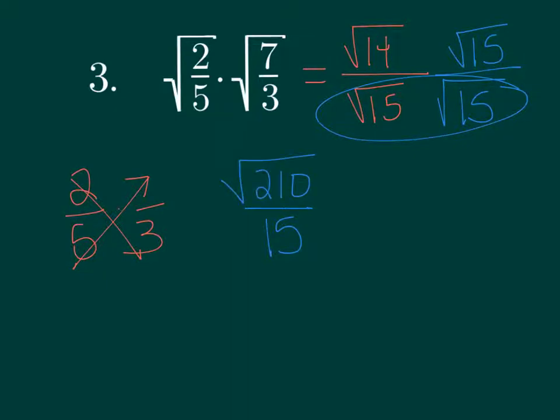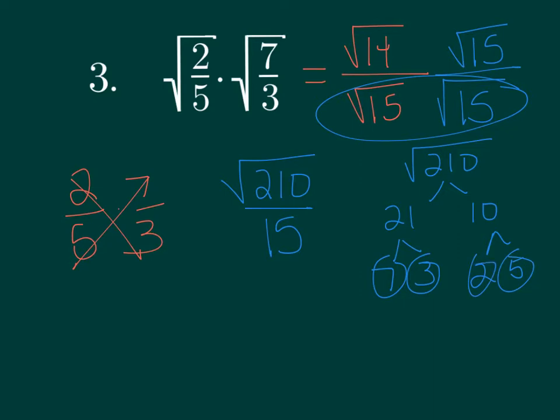Now what we need to make sure is that 210 can't be simplified. So you always need to make sure that what's in the square root can't be simplified. So off to the side, I'm going to do a factor tree and make sure I don't have any pairs. 21 times 10, 7 times 3, 2 times 5. So I don't have any pairs, so this is my answer.